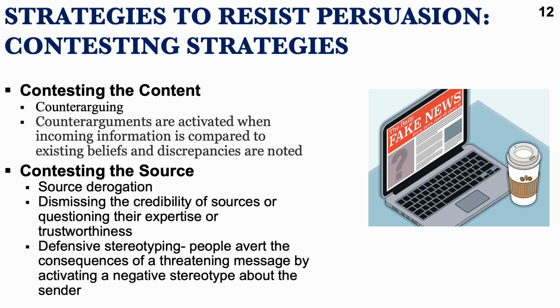Another thing that we can do is defensive stereotyping, where we avert the consequences of a threatening message by activating a negative stereotype about the sender. So we also see this quite a bit where people activate a negative stereotype where they say, oh, you can't trust her because she's a woman, or you can't trust him because he's Latinx, or you can't trust them because they're black, or you can't trust them because they're overweight, whatever it is you want to say, you activate this negative stereotype. And so then you derogate the source.